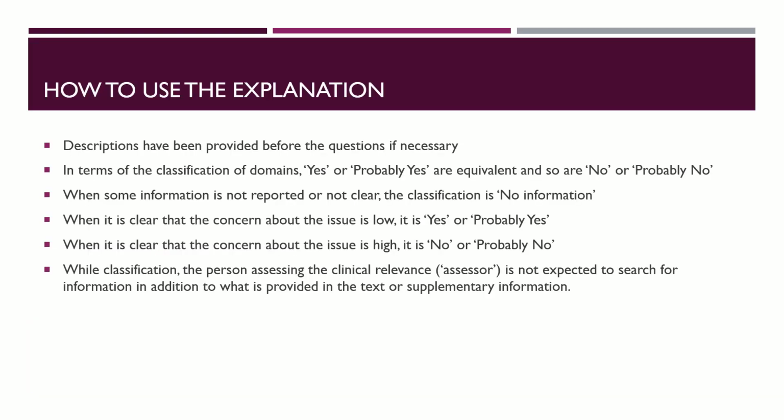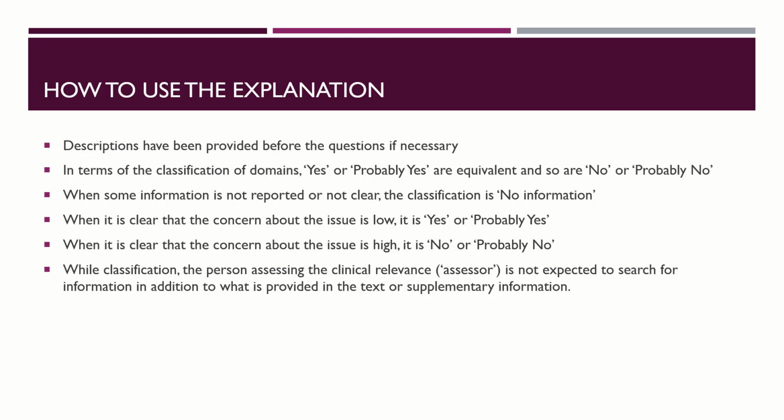Now, how to use the explanation that's provided in this presentation. Descriptions are provided before the questions if necessary. And in terms of classification of domains, I've already mentioned yes or probably yes are equivalent, and in the same way, no or probably no are equivalent too. When some information is not reported or not clear, the classification is no information. But when it is clear that there is a concern about the issue, then it's no or probably no. When it is clear that there is no concern or the concern about the issue is low, then it's yes or probably yes.